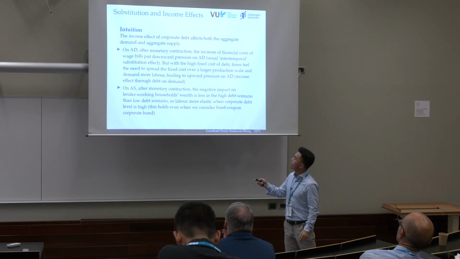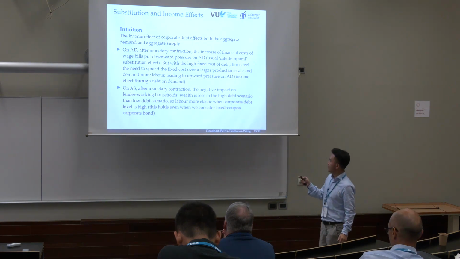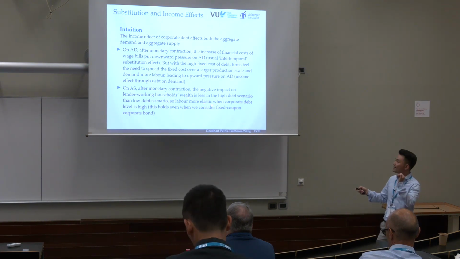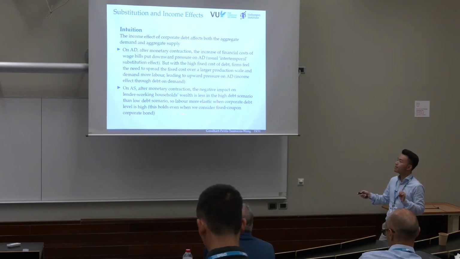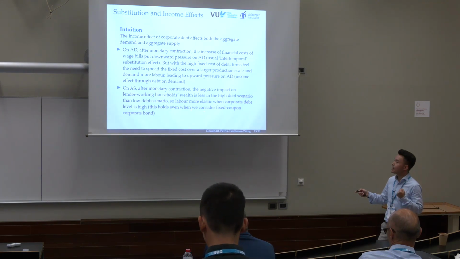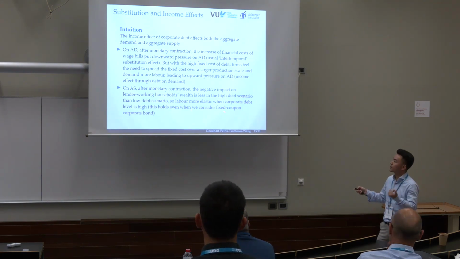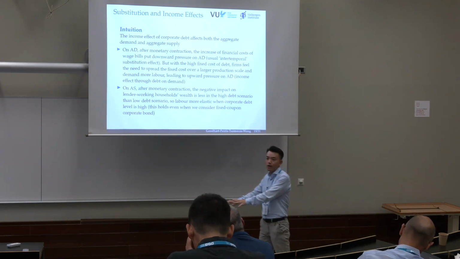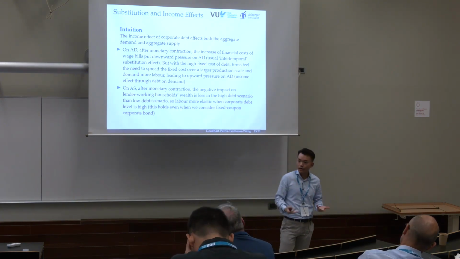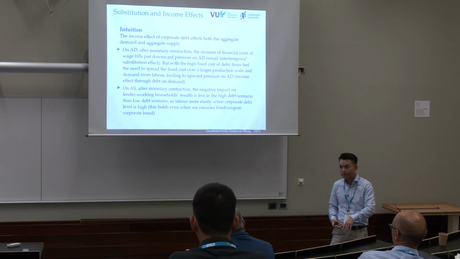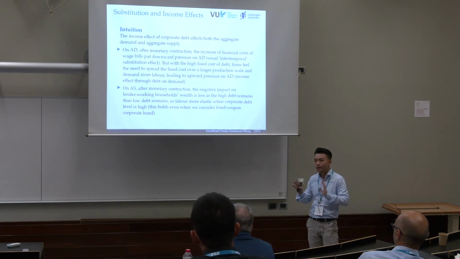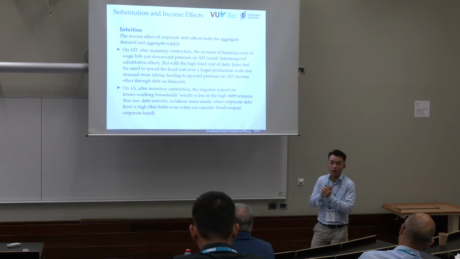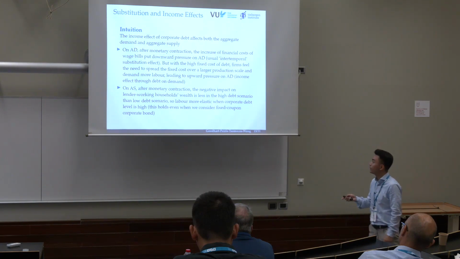On the AS curve, after the monetary contraction, the negative impact on the lender working household's wealth is less in the high debt scenario than in the low debt scenario. So labor is more elastic when the corporate debt is high. The lender working households hold a lot of corporate debt in their portfolio. After monetary contraction, even though their real wages go down, they might as well just sit back and not work as much as in the scenario when they don't have a lot of fixed income securities in their portfolio.